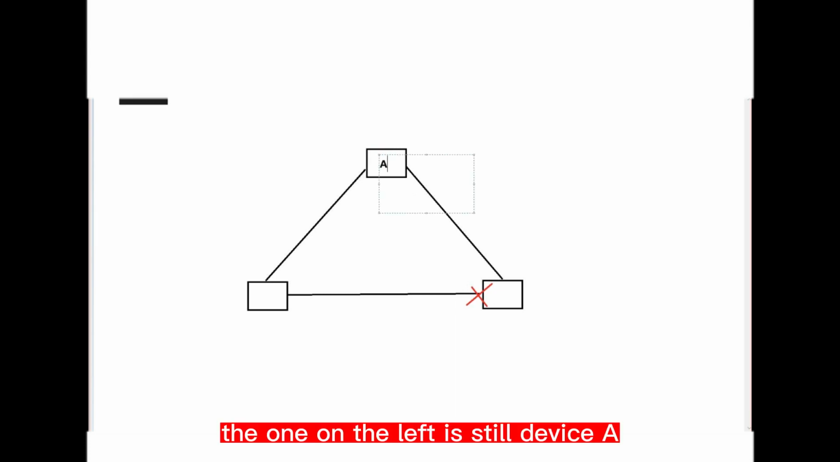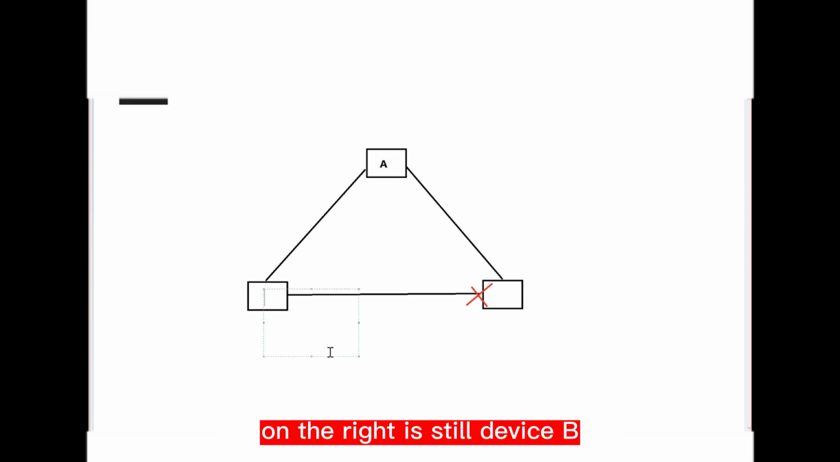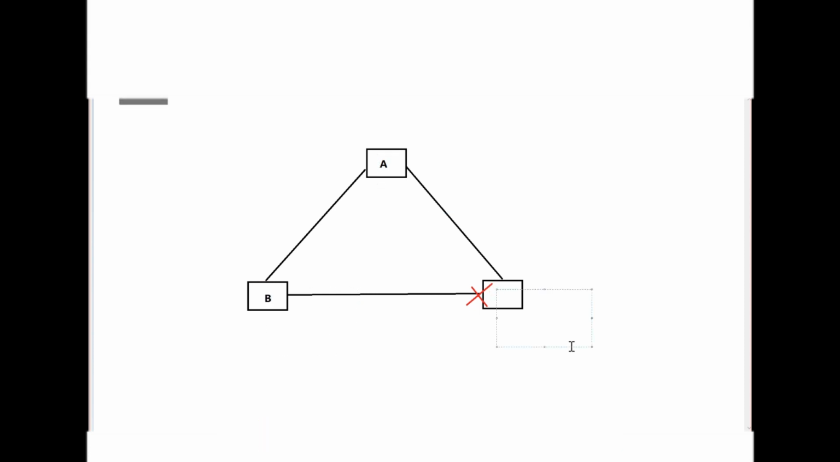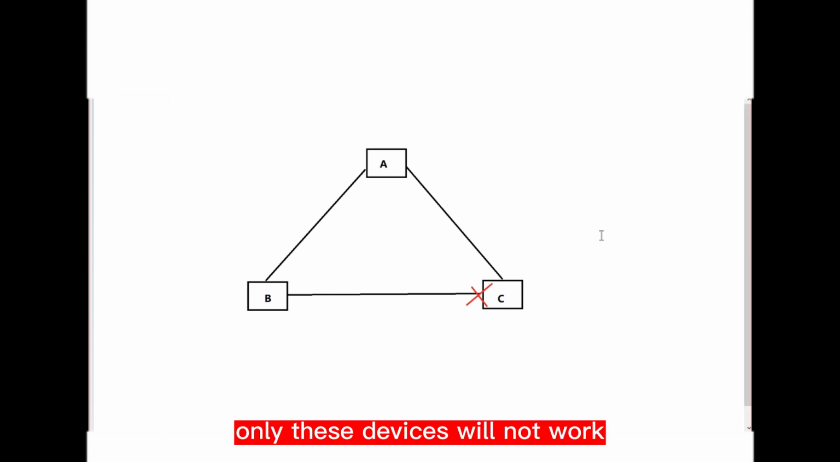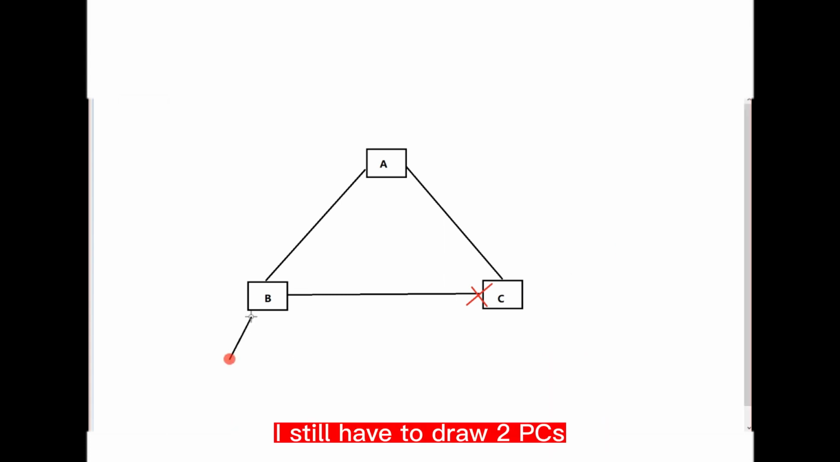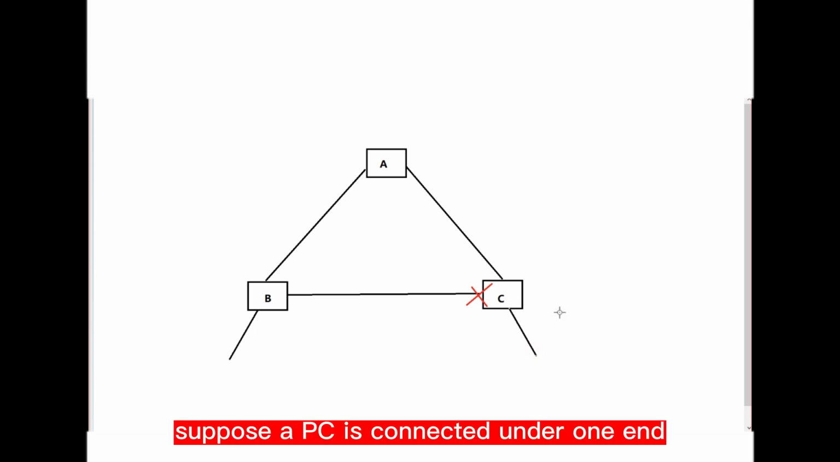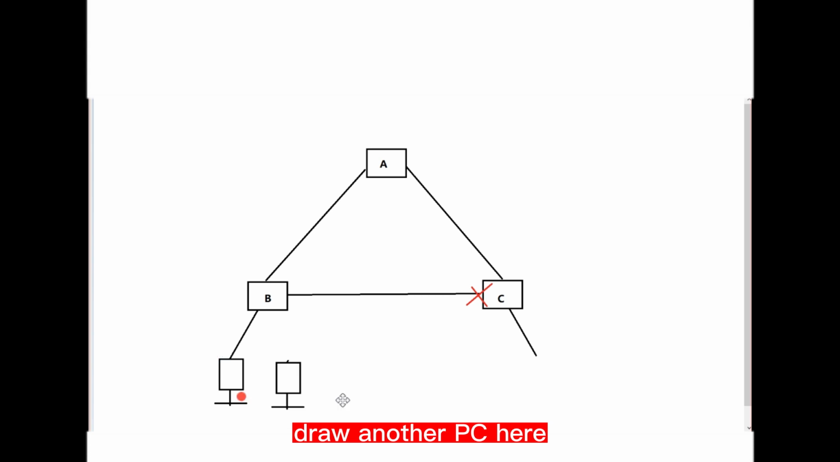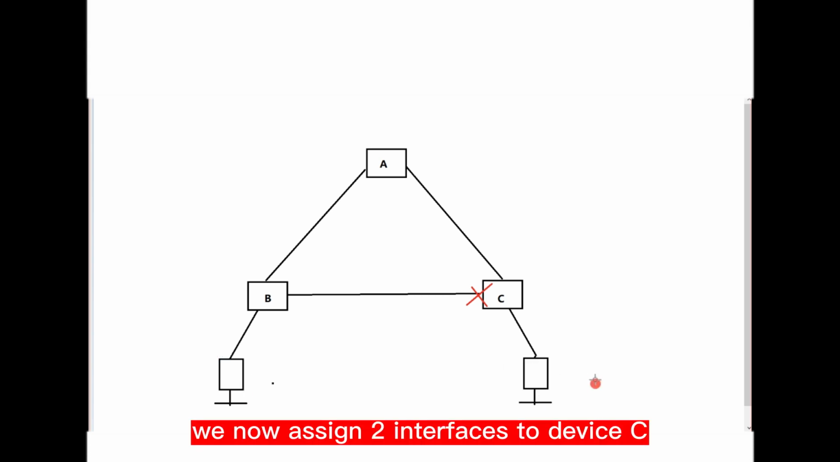The one on the left is still device A. On the right is still device B. This is device C. Only these devices will not work. I still have to draw 2 PCs. Suppose a PC is connected under one end. Draw another PC here.